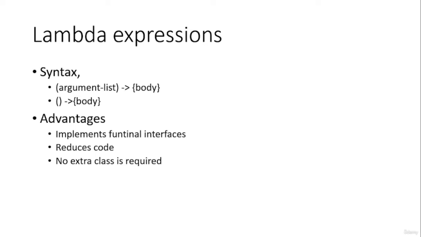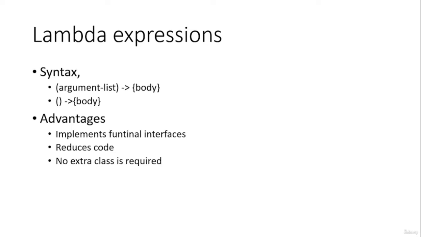Before that, we had to declare an anonymous inner class and implement the particular method. Like that, you had to create the implementation of the functional interface. Now it is reduced. In some cases we can even reduce the length of the parameter syntax. This syntax we will also discuss when we go through the practical part of this lecture.